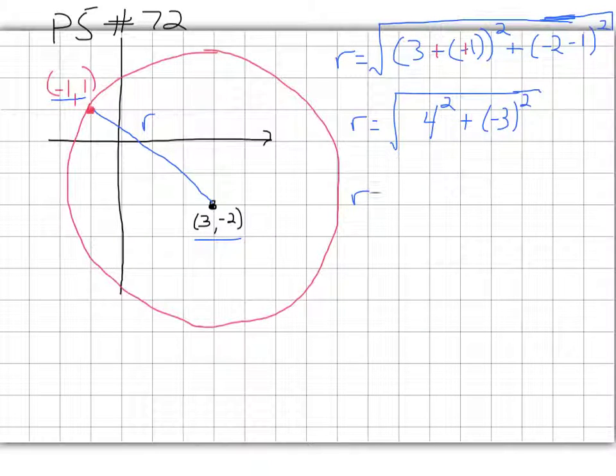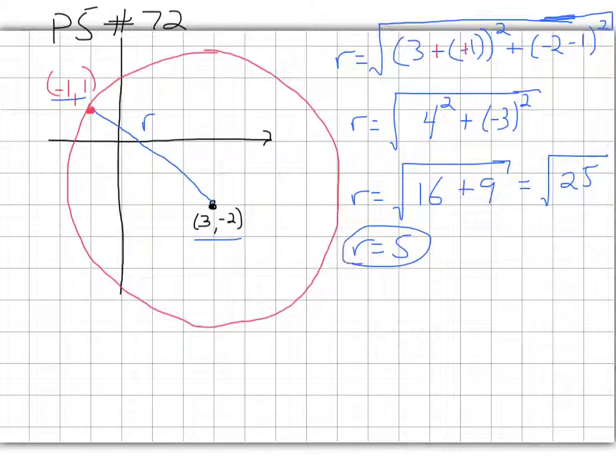4 squared is 16. Minus 3 squared is 9. 16 plus 9 is 25, and the square root of 25 is 5. So we have a radius of 5.